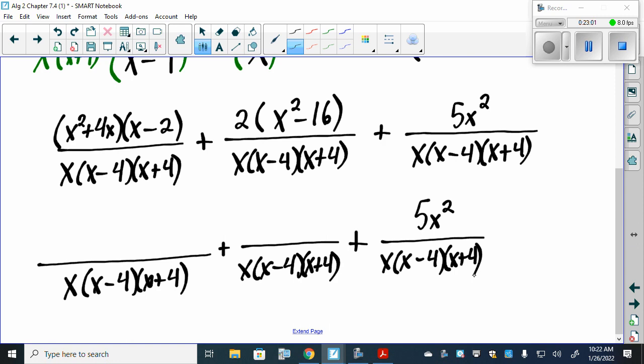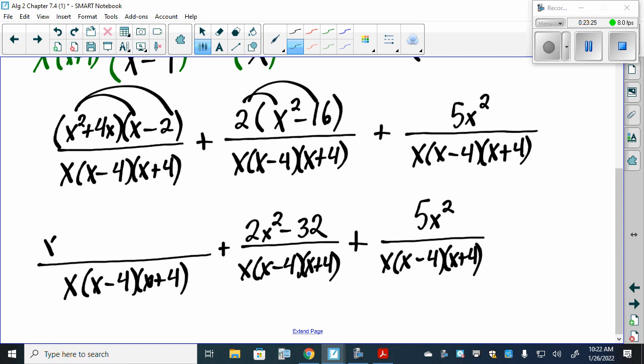Well, why don't we do the middle one? We're going to distribute the 2. So 2 times x squared is 2x squared, minus 2 times 16 is negative 32. Okay, that's not too bad. Now we can use our distributive property on the first one here.